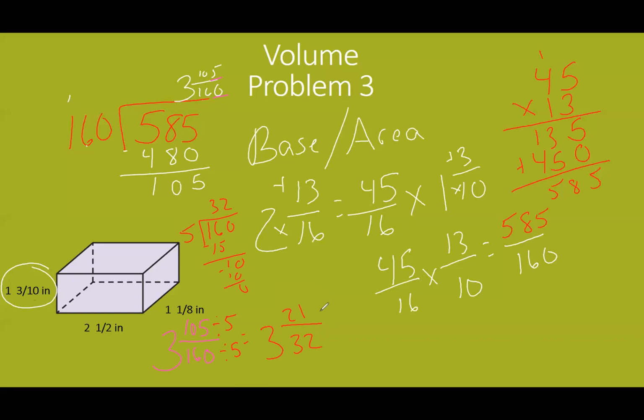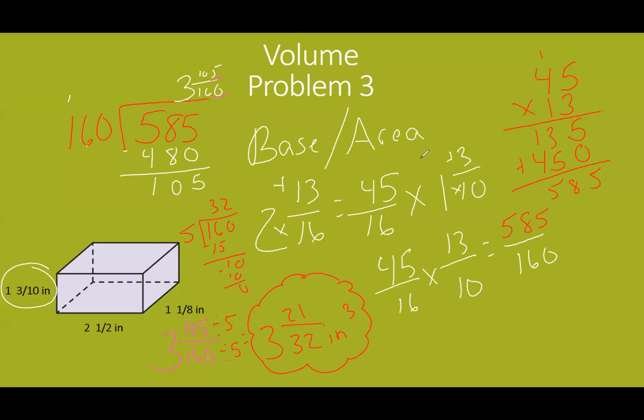21 can be divided by 3, but 32 can't be divided by 3. And 21 can be divided by 7, but 32 cannot be divided by 7. So this is going to be in lowest terms, and it's inches cubed, or cubic inches. 3 and 21 over 32.